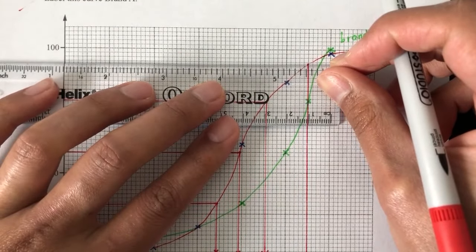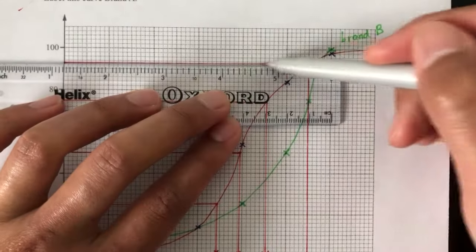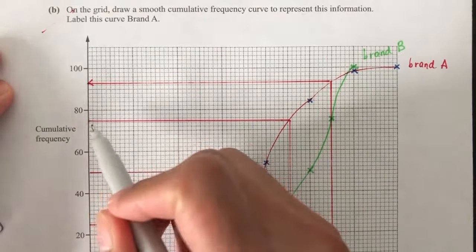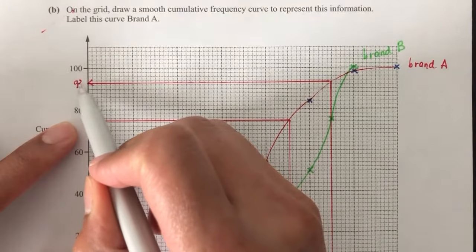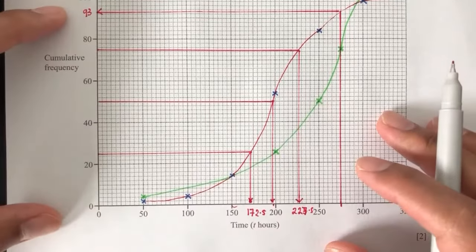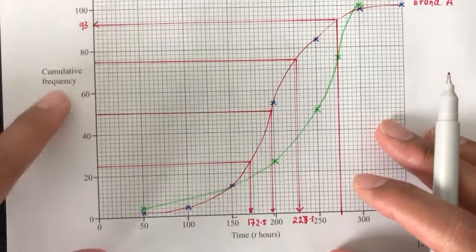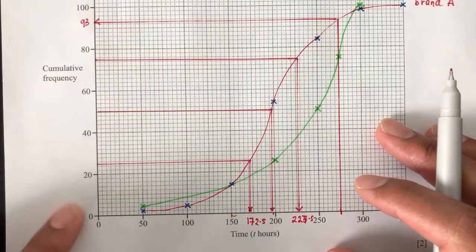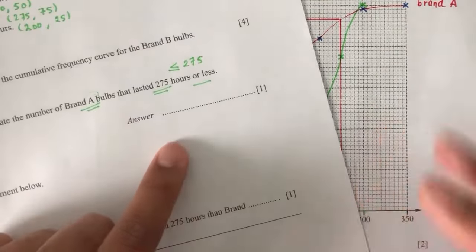So here I will have this value. Let's find the number of people who has less than this. So this one will be here. So this is 90, 92, 93. I have 93 bulbs that last. So this value here is less. So 93 lasts less than 275. So this is my answer for here, 93.